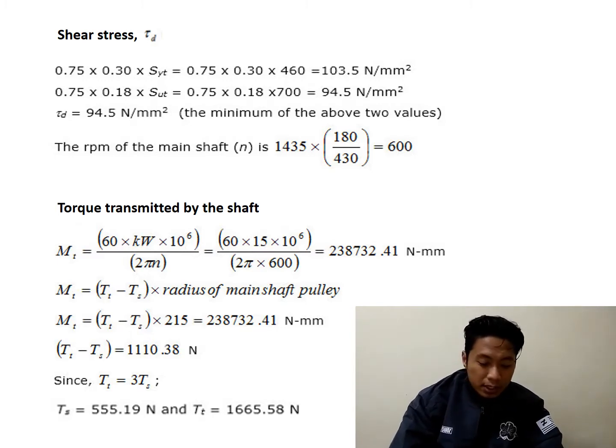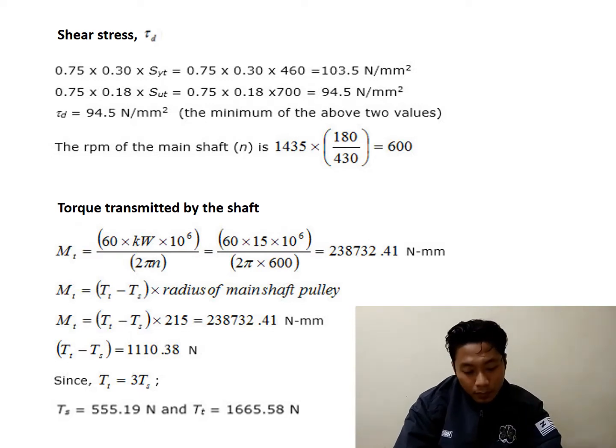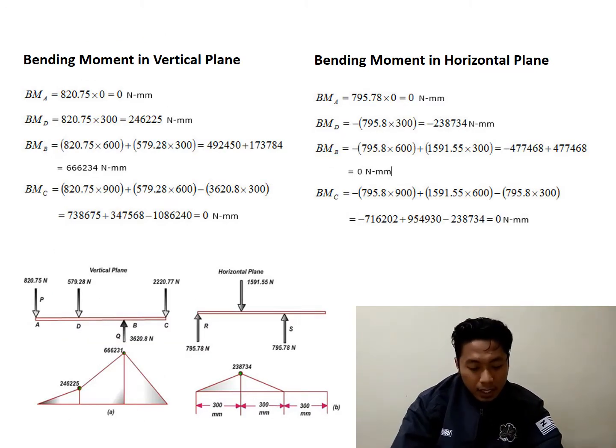1110.38 Newton, which we divide into two, torque T and torque S, as you can see in the slide. So torque T is equal to 3 times torque S. Then we divide the two torques, and we got the torque for T is 1665.58 Newton, and the other is 555.19 Newton.